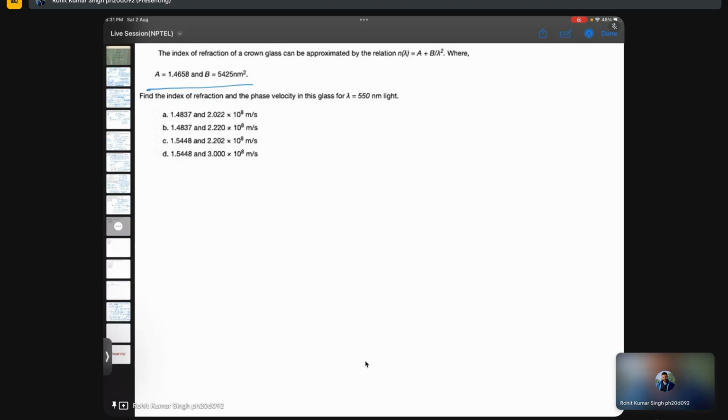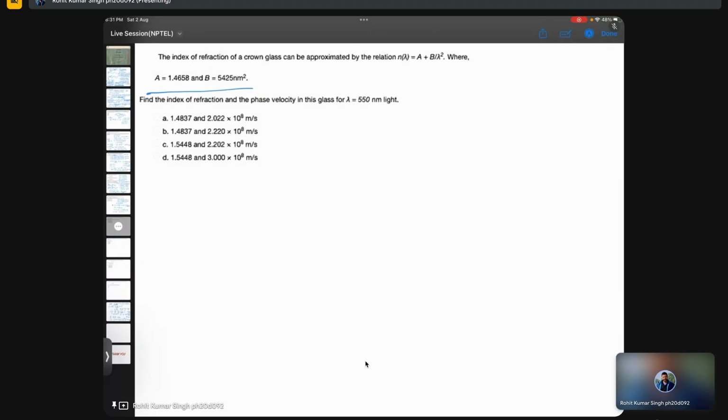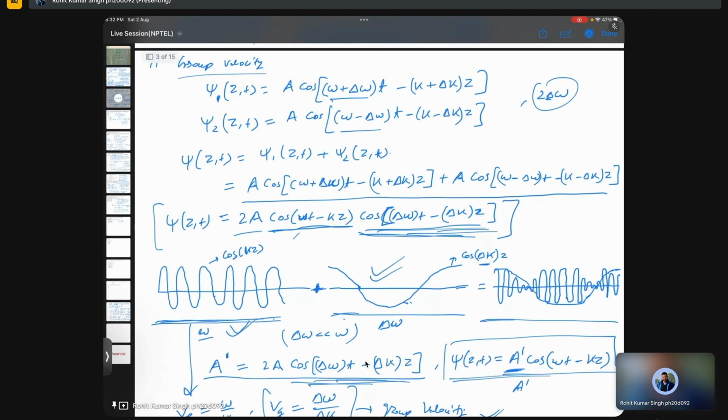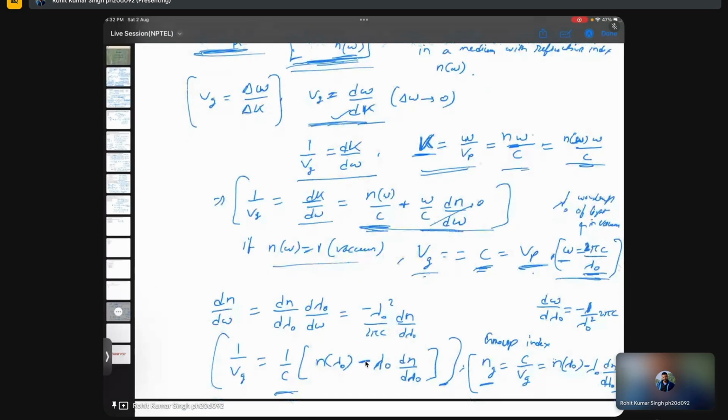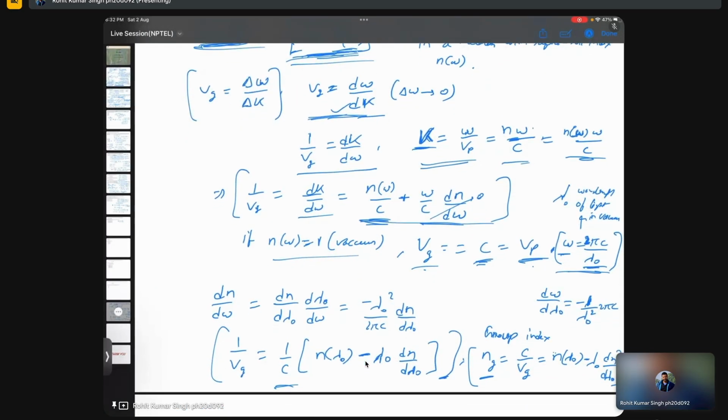So yeah, there are 2-3 more problems that I wanted to discuss, based on this refractive index thing that we discussed. We already saw this relation, right? That the refractive index depends on this 1 by lambda square, right? Where did we discuss that? I think here, yeah, we saw it, right?